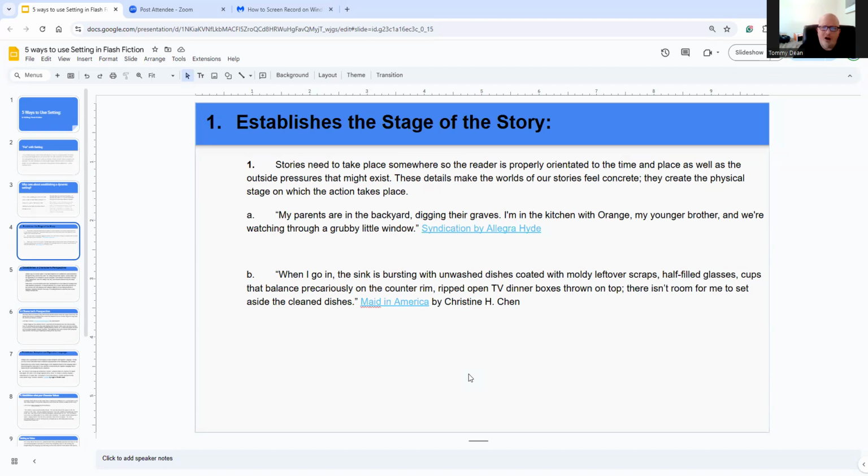My parents are in the backyard digging their graves. I'm in the kitchen with Orange, my younger brother, and we're watching through a grubby little window.